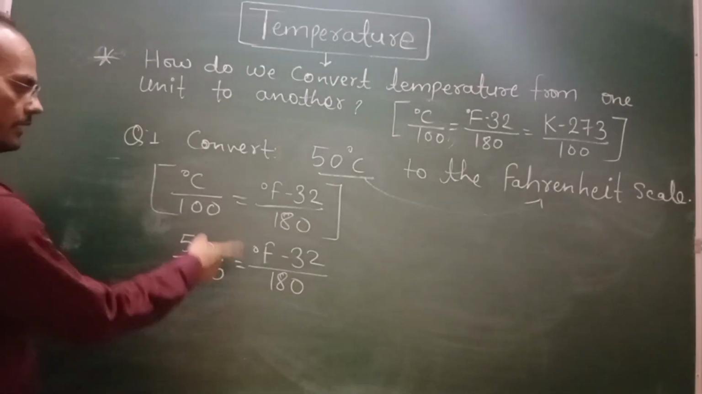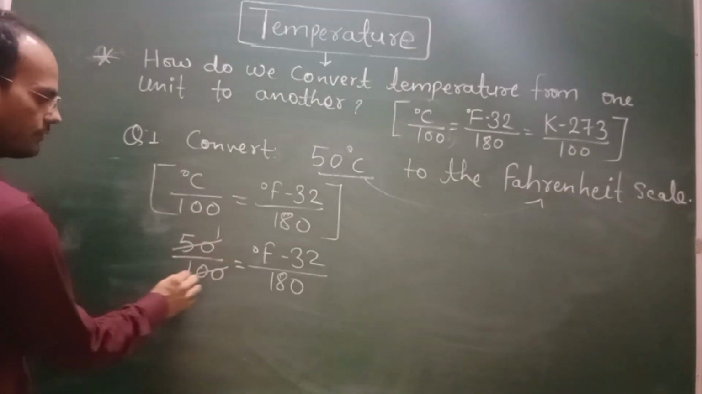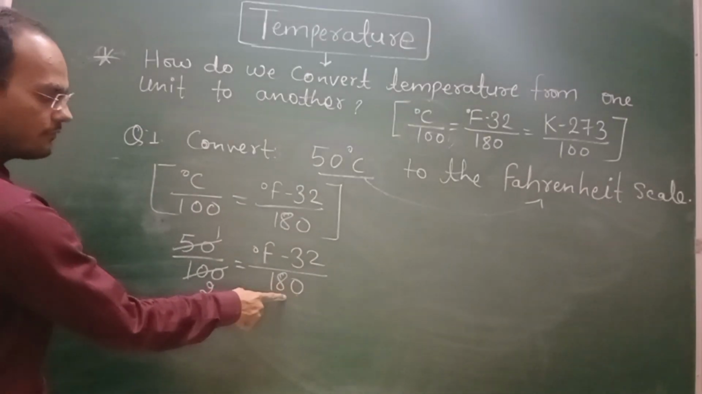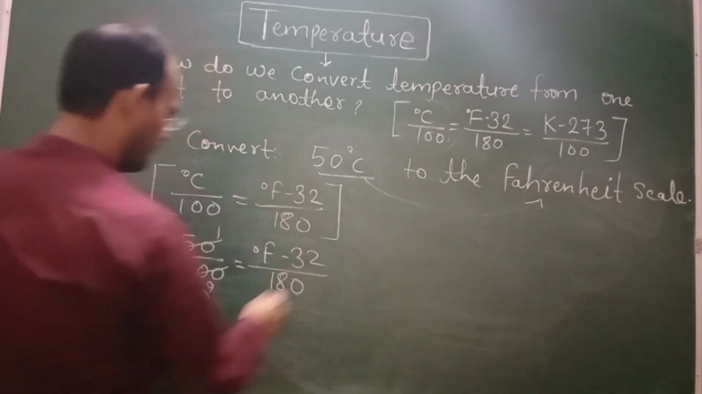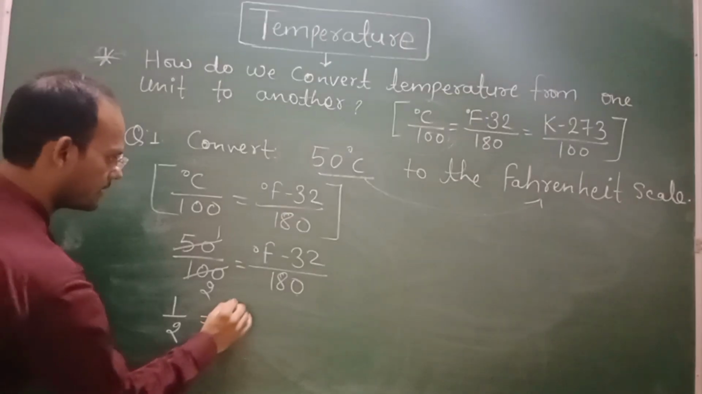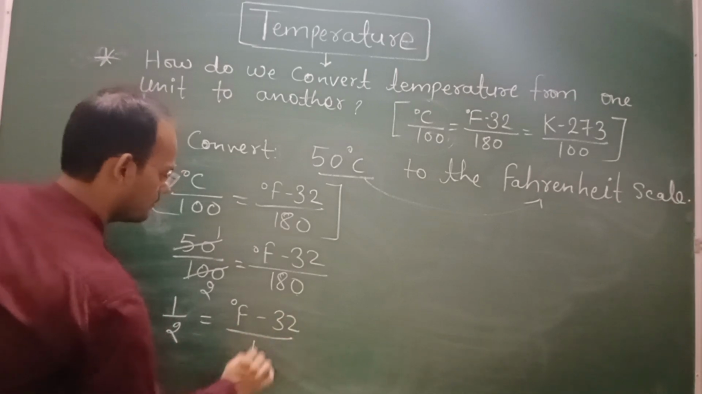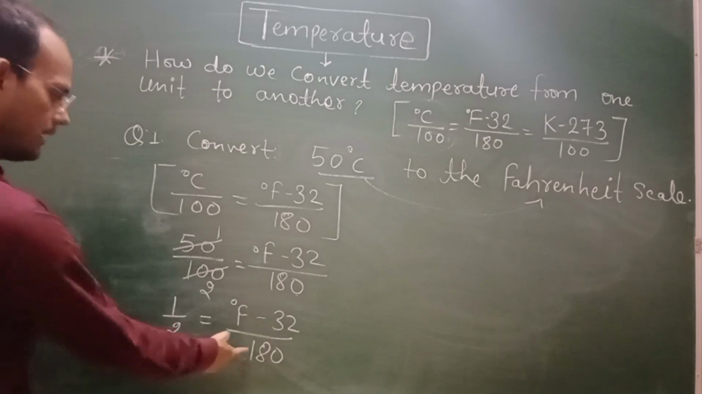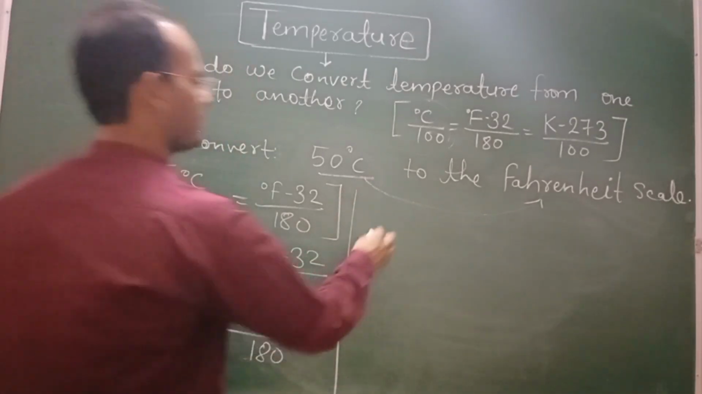Calculate this equation. How? 50 1s are 50 and 50 2s are 100. Clear? And 180, bring this value to this side and multiply it. So what will be the equation? 1 divided by 2 is equal to degree Fahrenheit minus 32 divided by 180. This is the equation, and calculate this one and bring this value to this side.